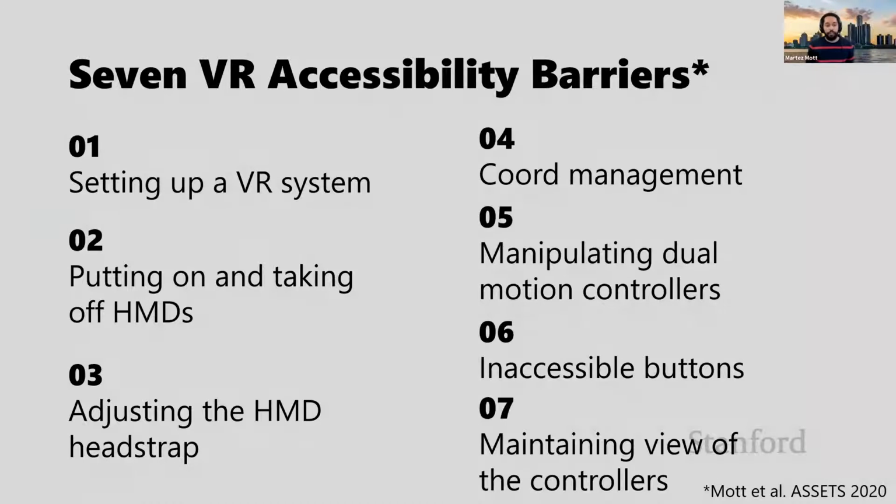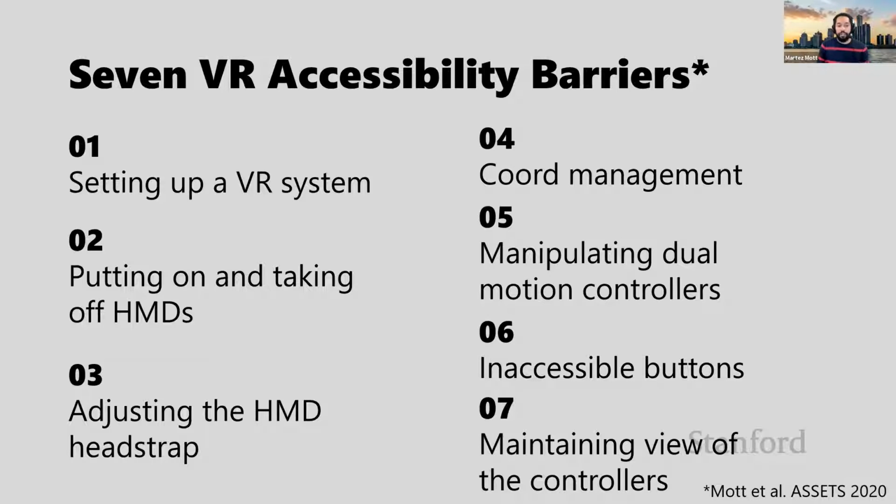From this paper that we published at ASSETS just last year, the conference was in October, we identified what we call 7 VR accessibility barriers. These are: setting up a VR system, putting on and taking off an HMD, adjusting the HMD head strap, cord management, manipulating dual motion controllers, inaccessible buttons, and maintaining view of the controllers. If somebody wants to interact with a VR system, once they open the box, here are some of the issues they're going to have to deal with.